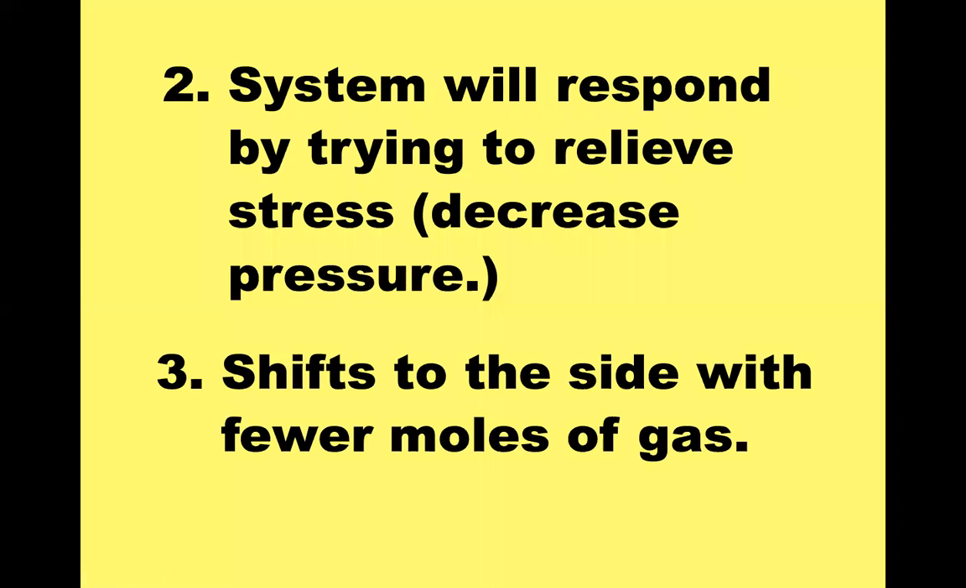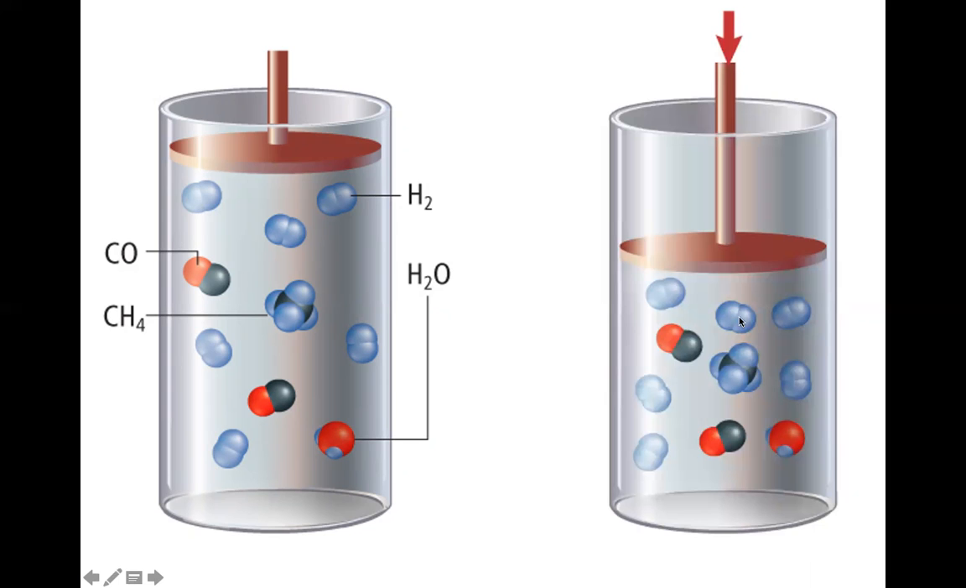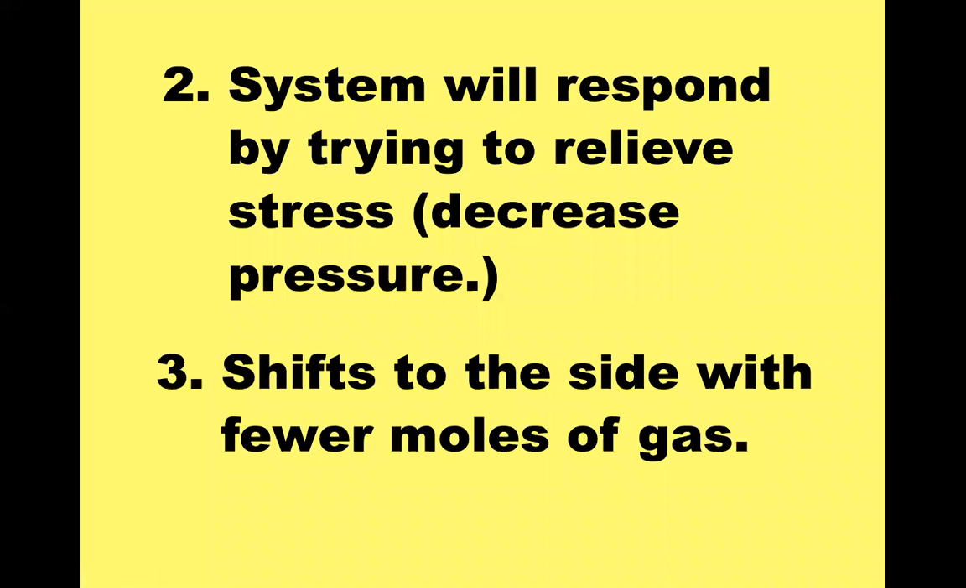So what will it do to relieve that pressure? It will shift to the side with fewer moles of gas. If we go back to the picture, it can't push this piston up to create more space. So what it needs to do is get rid of some of these gas molecules, and it does that by combining them with each other. So instead of two independent gas molecules, it'll stick these together. Now instead of two gas molecules, you only have one. It's now doubled the space, so to speak.